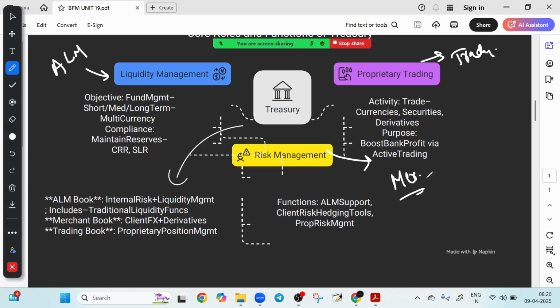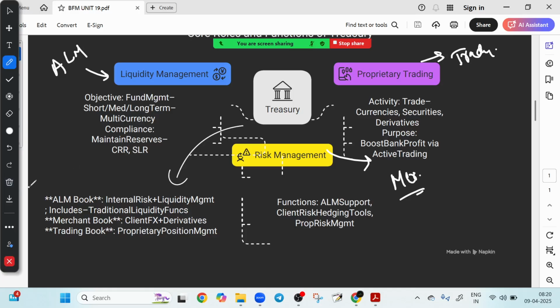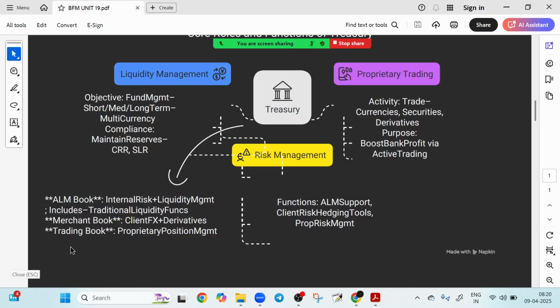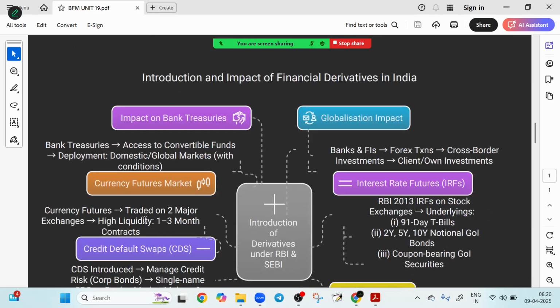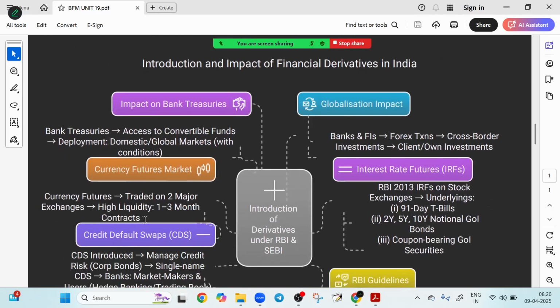Now friends, let's switch our focus to the next topic. Just wait a minute, let me show you. So friends, now let's talk about the introduction and impact of financial derivatives in India. Every aspect will be clear, just go through this particular slide. That is our main motive, that we try to provide you every aspect in an easy to understand manner.